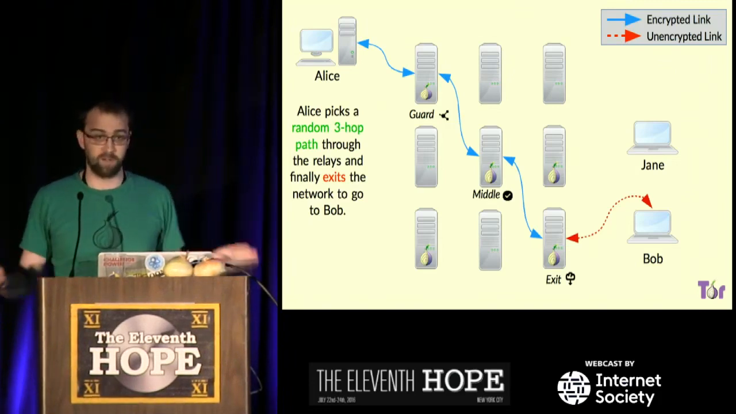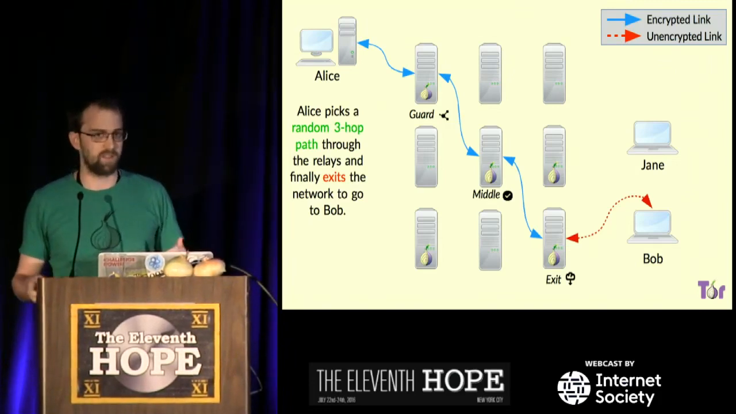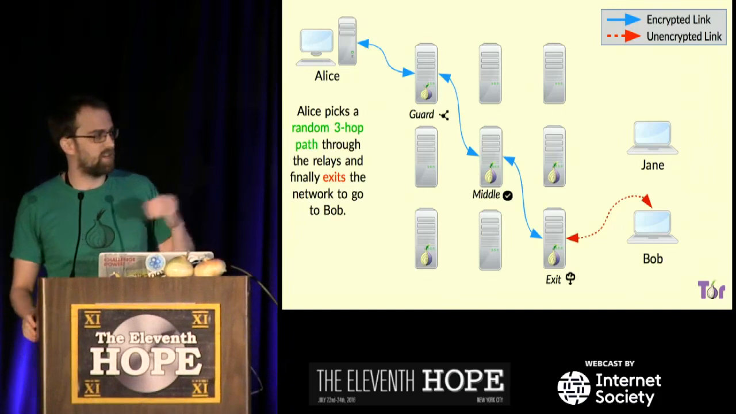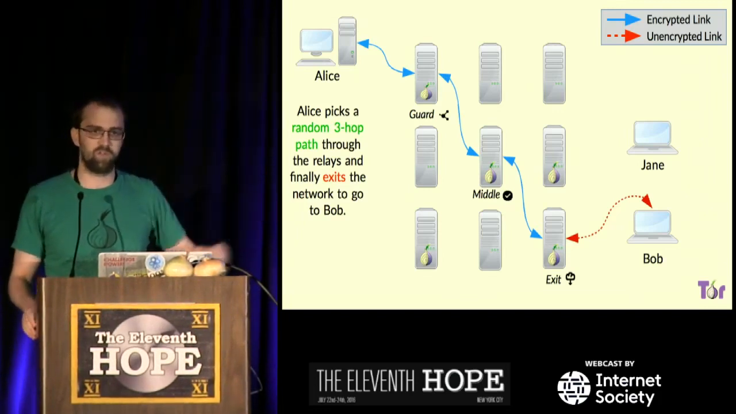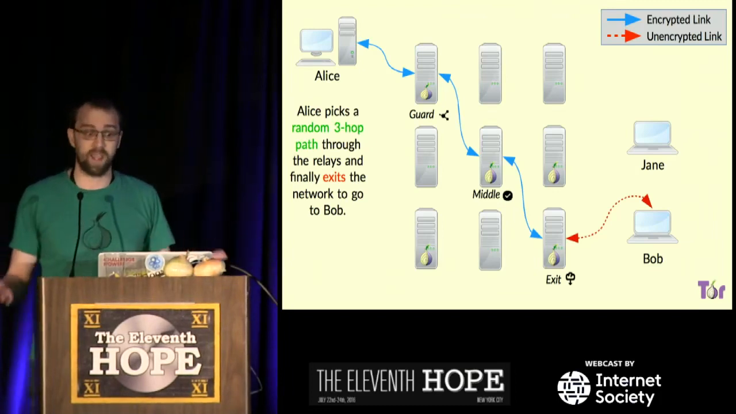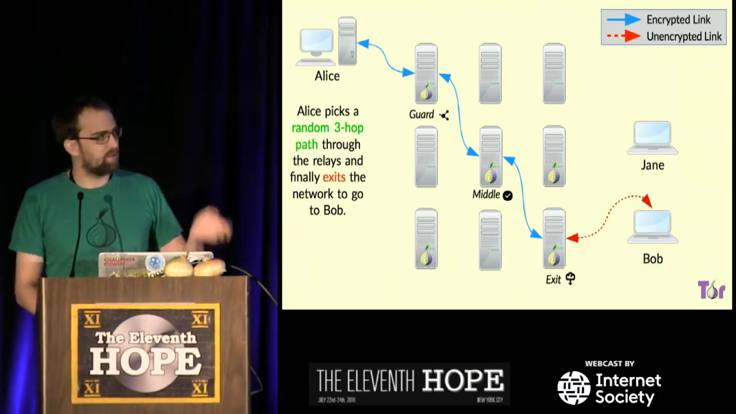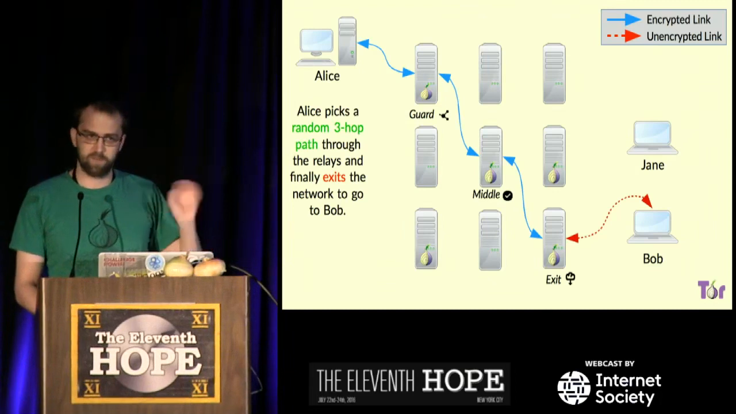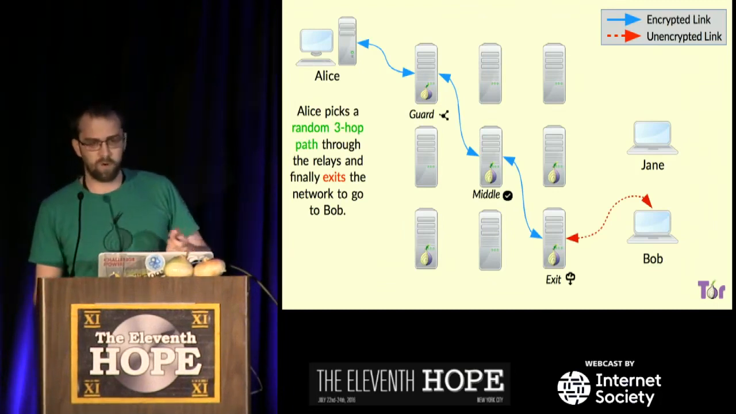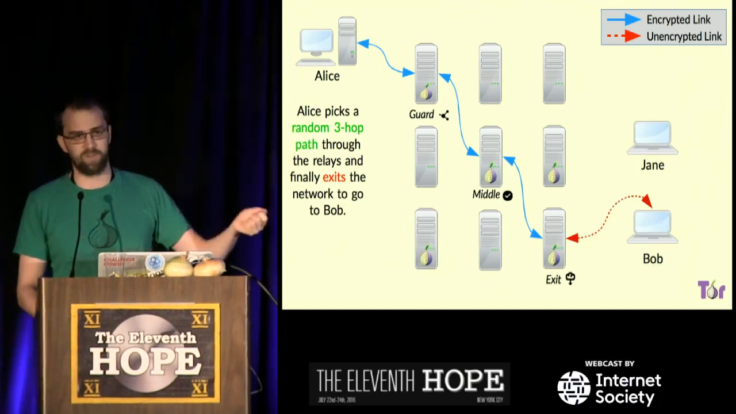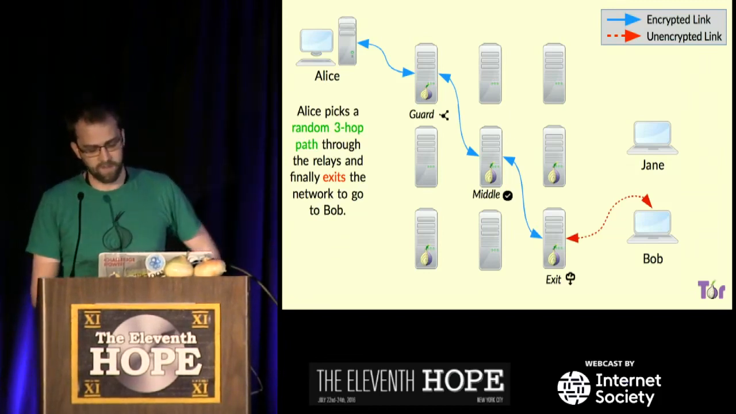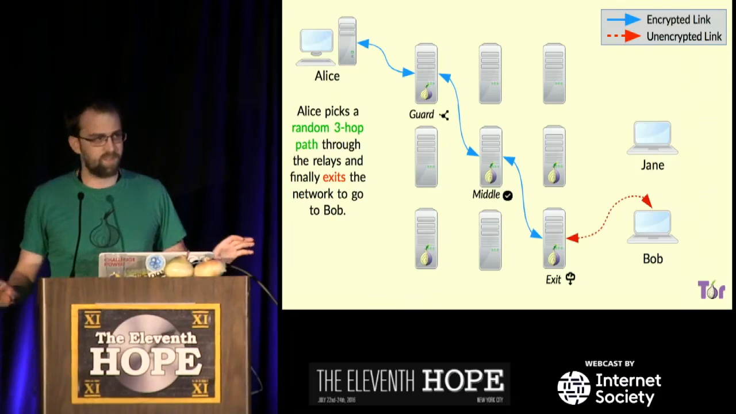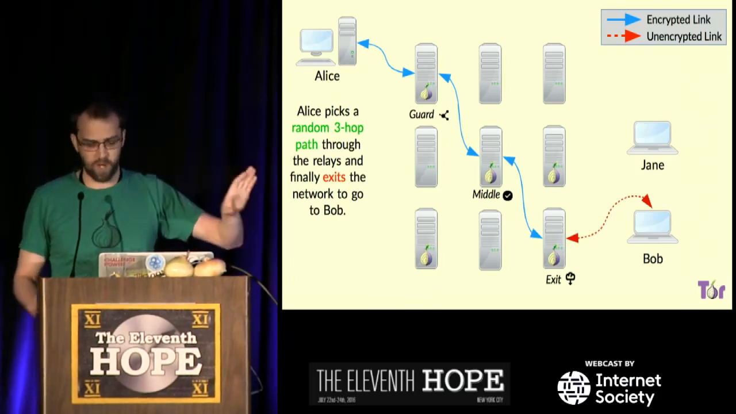Then you go to a middle. The middle is pretty much any relay, and then exits. This is just a Tor circuit. In the case of onion services, you don't have an exit because you don't exit the network. But exits are very special nodes in the network, because traffic gets unencrypted there and sent into the open, unsecure internet. So this is what we call a Tor circuit, 3 hops basically.